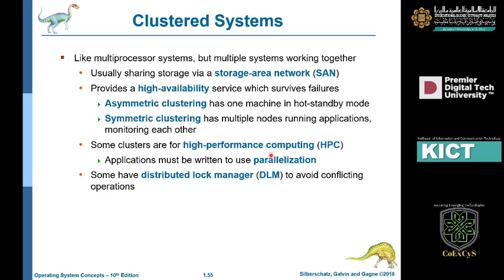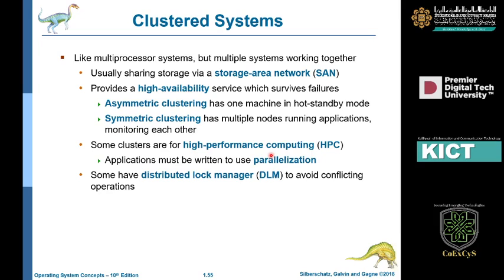And there are also clustered systems, like multiprocessor systems that work together. Usually they share a storage, not memory, but a specific storage area network. Basically, one of the main ideas is to provide high availability. If you have more computers in a network, it can handle failure very well. If one computer is down, the others can still handle the specific work that needs to be done.